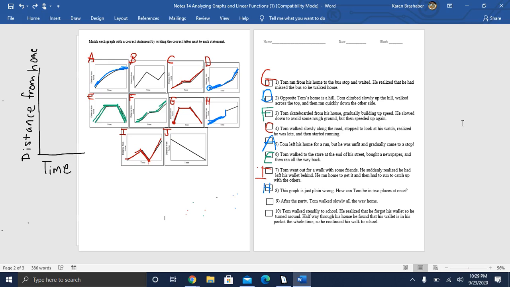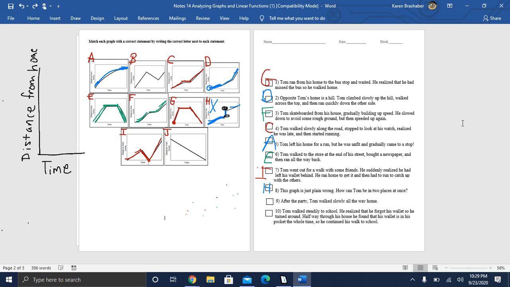he's close to his house. So I'm going to put a little black dot. He's close to his house right here. But at the same time, he's far away from his house. So that's what it meant by he's at 2 places at once, and that can't be. So that's graph H. That graph is not a possible graph.